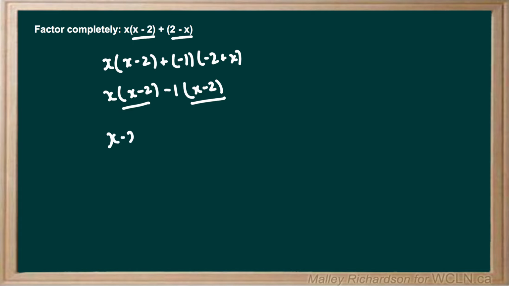So taking out an x minus 2 from the first term, we're left with x, and taking out an x minus 2 from our second term, we're left with a -1. So once we completely factor this polynomial, we're left with x minus 2 multiplied by x minus 1.